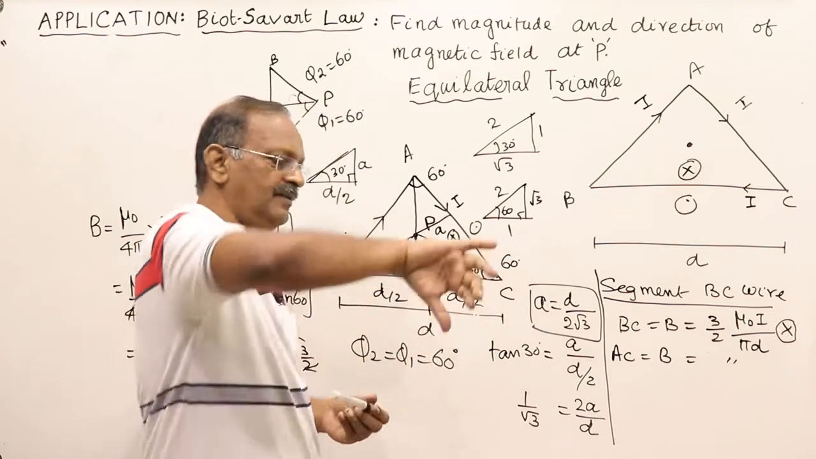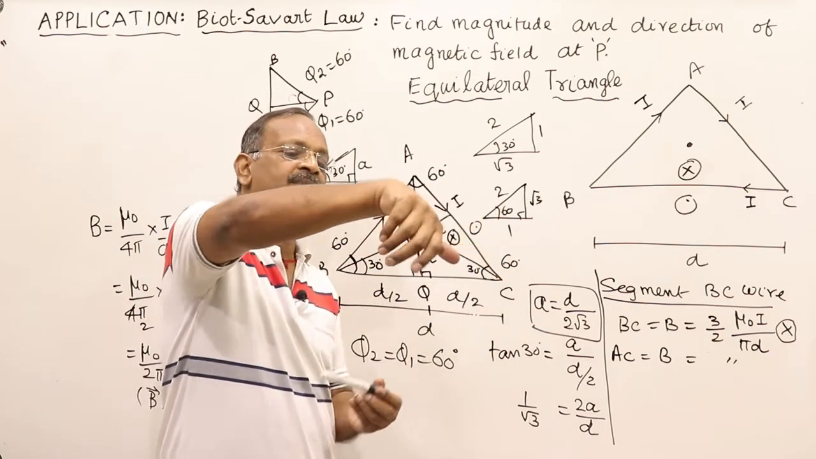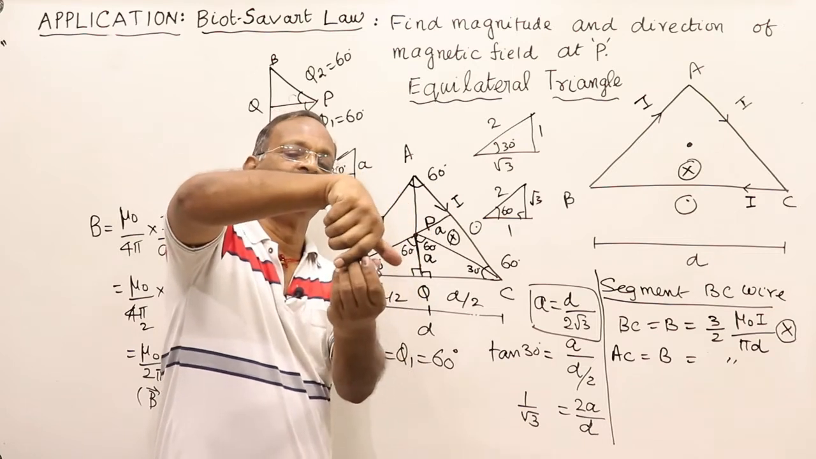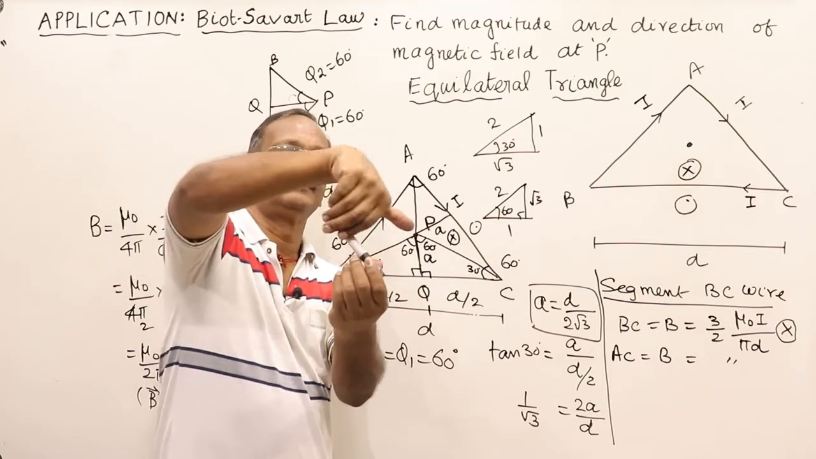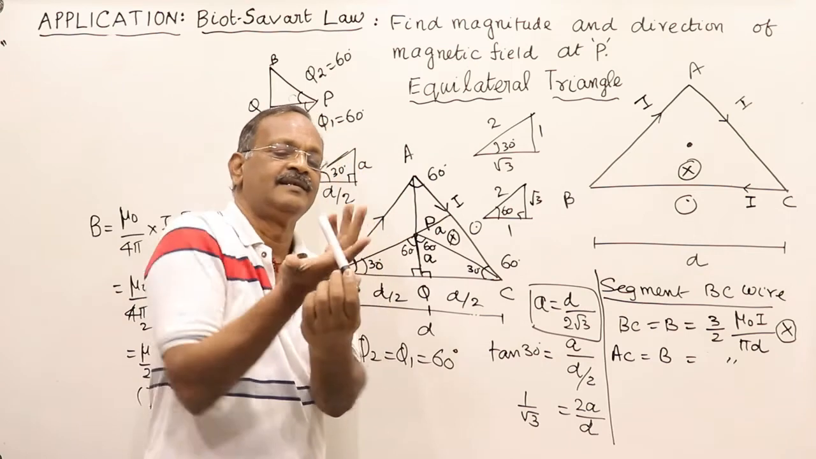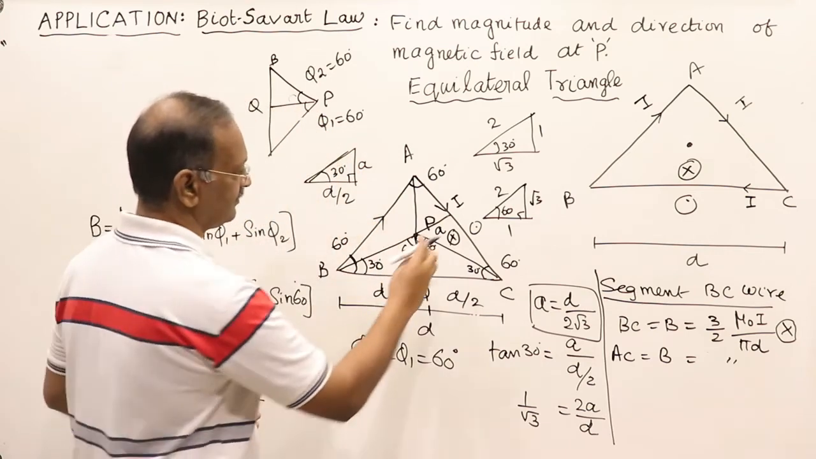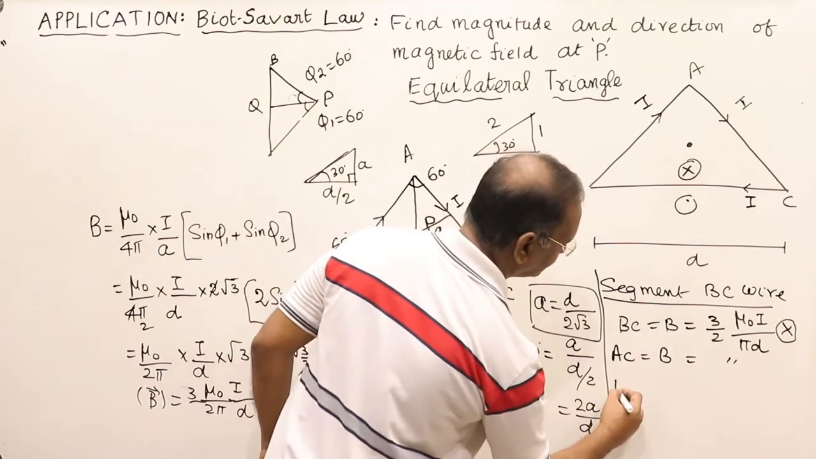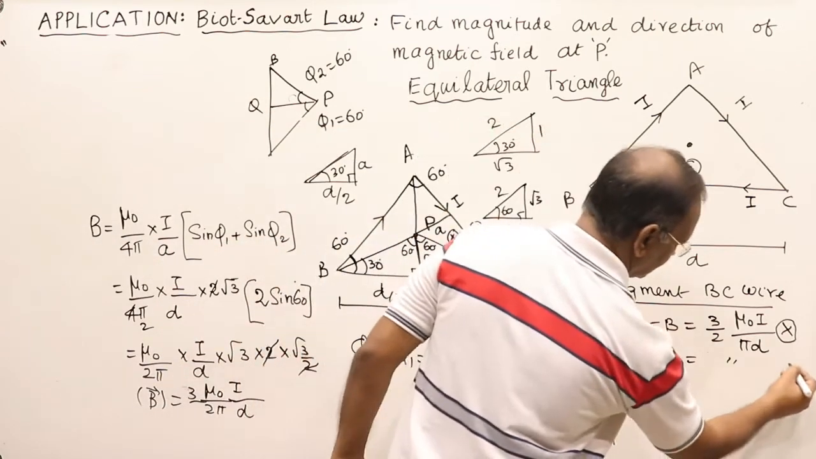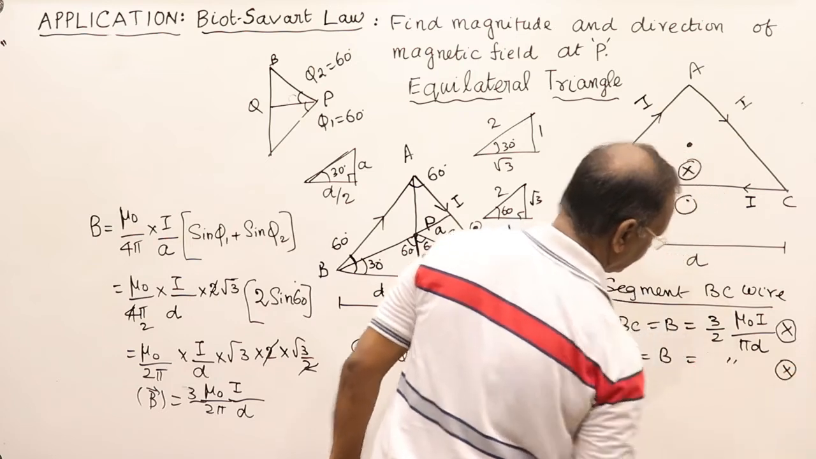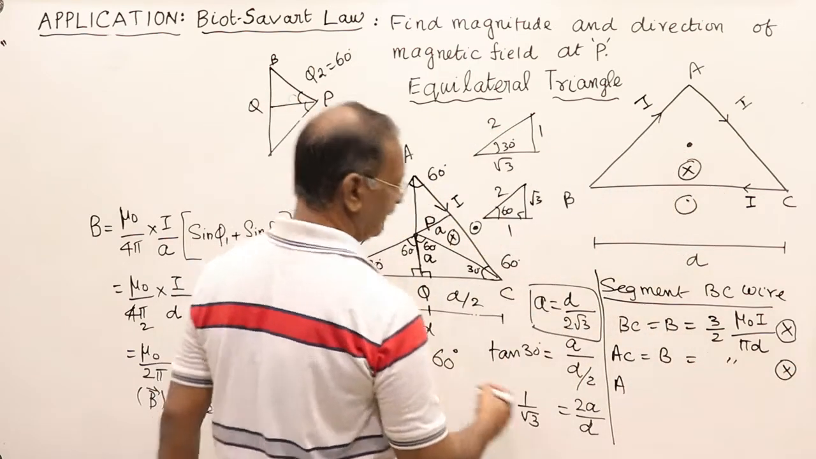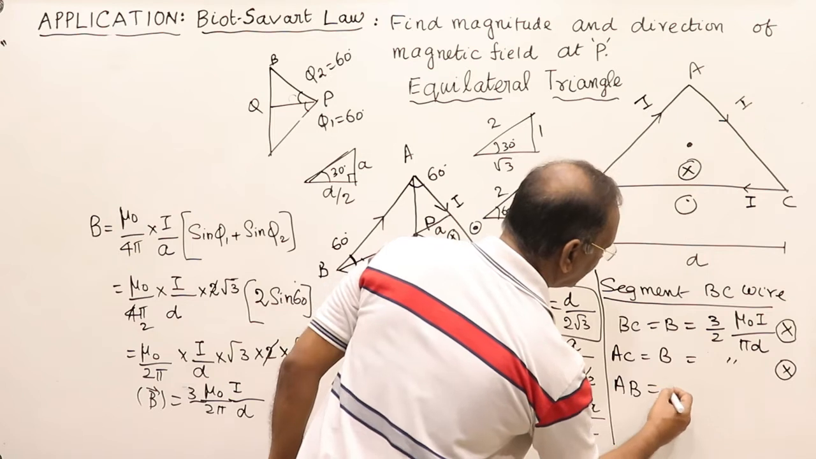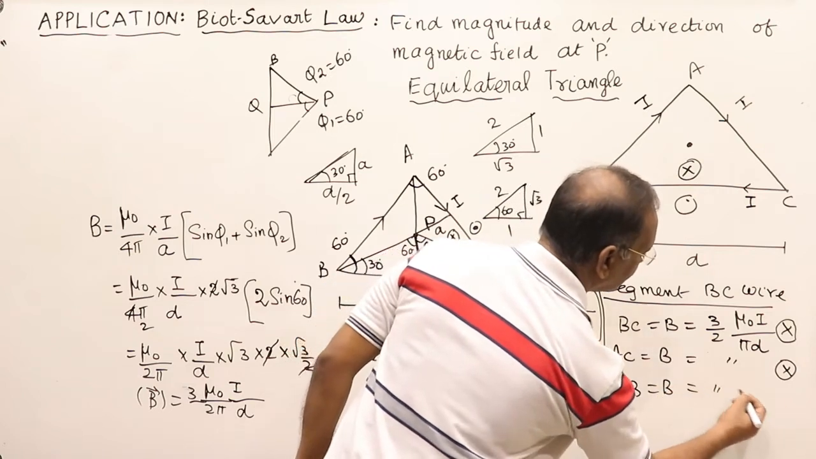How? We will do it like this also. See here, this is the conductor. When you go, this side of the conductor is going inside, and this side of the conductor is coming out. That is what I wrote here. For the same section AB, this is also the same direction. And for segment AB, the magnitude of B is also the same.